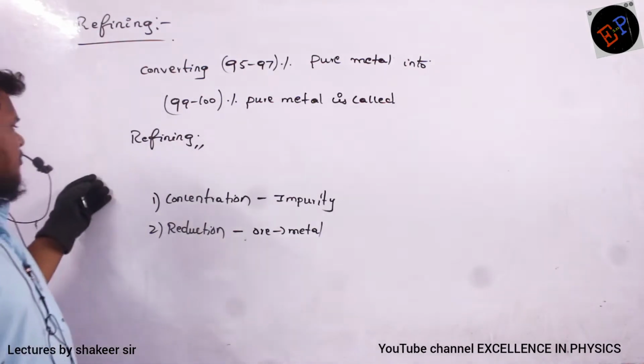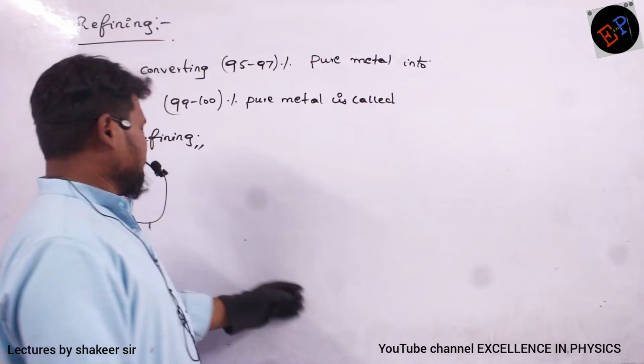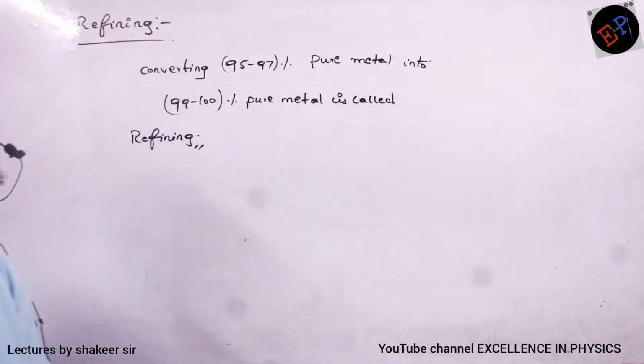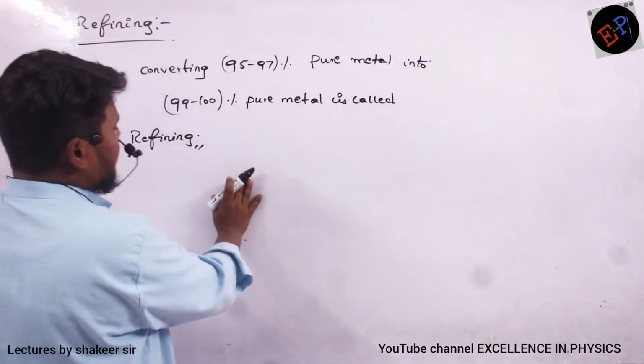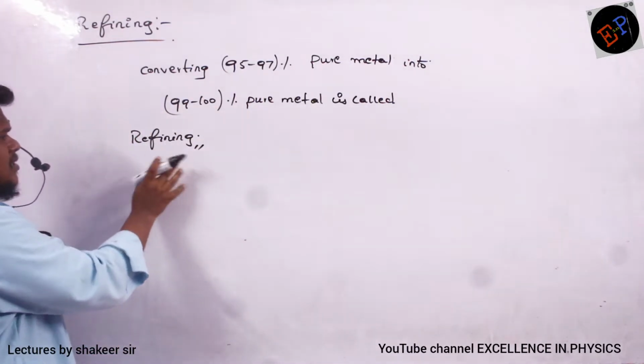Now we are studying the third process, which is called as refining of this metal, which is removed after reduction. Clear? So therefore, what is meant by refining? Converting 95 to 97% pure metal into almost 100% pure material is called as refining.